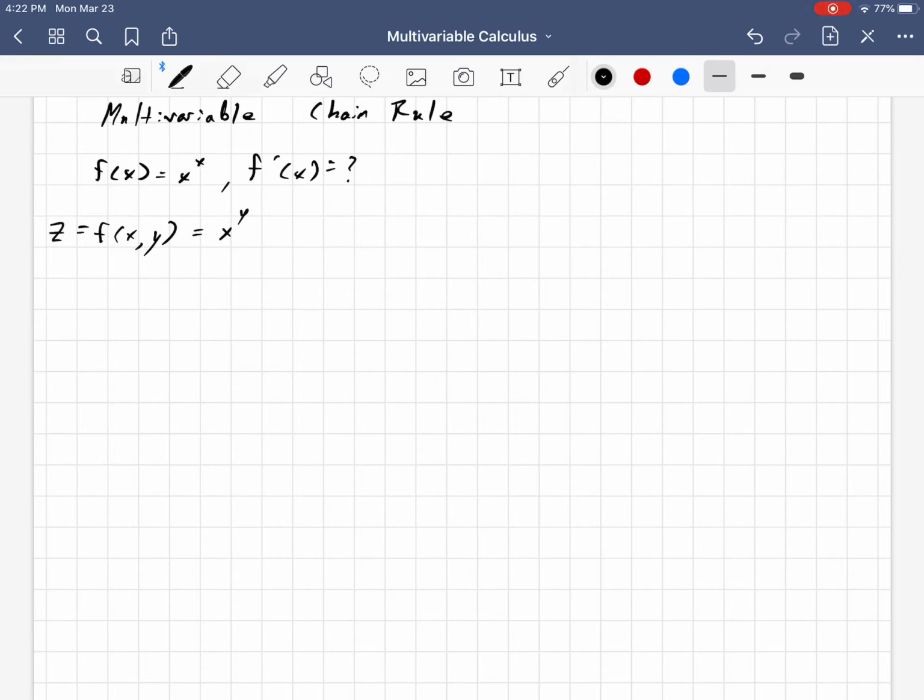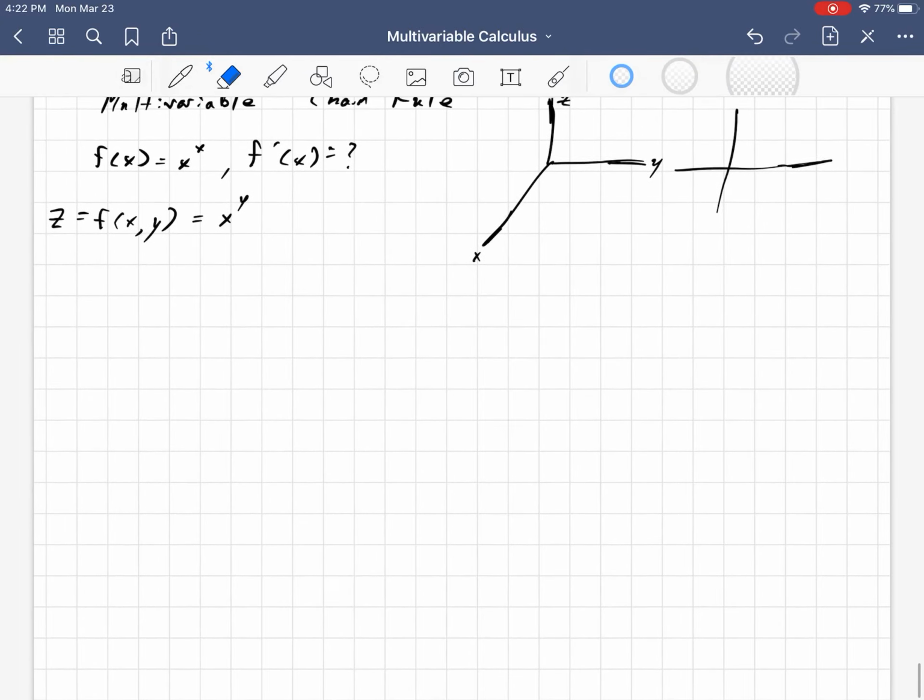So what this is saying is that we're in 3D space, and so we have an x-axis, a y-axis, and then a z-axis, and they're all perpendicular to each other. This is x, this is y, and this is z. So we plug in an x here, we plug in a y, and we get out a z, or an f of x comma y. Just like how in 2 dimensions you plug in an x, and you get out an f of x, or a y. It's the same idea, just in 3 dimensions instead of 2.